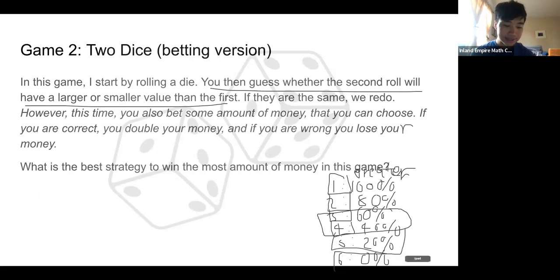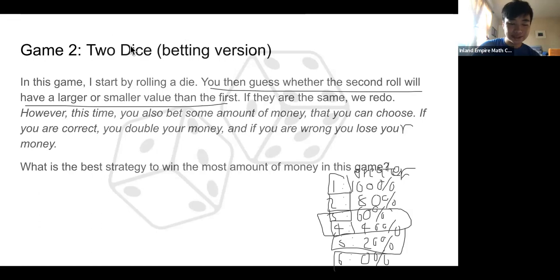So what this means is that the amount that you bet should be determined, if you want to win the most money, or at least not lose a lot of money, by the chances of you winning. And we can actually test this in the dice game.